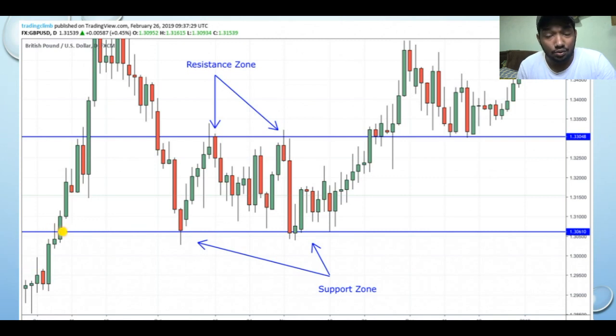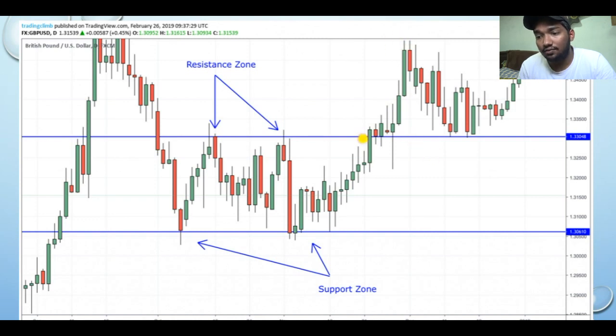So this is the breakout. It went up and it came down again from here. This is the support zone. Up, resistance, support and resistance. And here what happens? It breaks out. So it went up again, and this one is resistance.